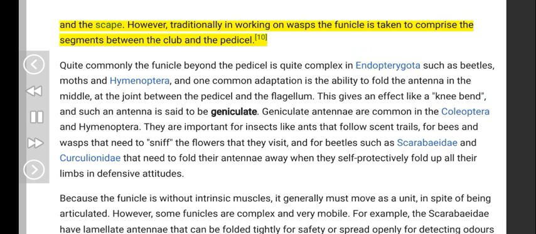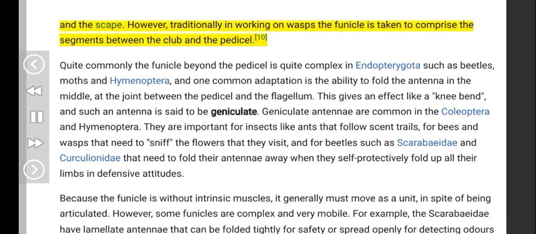Quite commonly, the flagellum beyond the pedicel is quite complex in Endopterygota such as beetles, moths and Hymenoptera, and one common adaptation is the ability to fold the antenna in the middle, at the joint between the pedicel and the flagellum. This gives an effect like a knee bend, and such an antenna is said to be geniculate. Geniculate antennae are common in the Coleoptera and Hymenoptera.